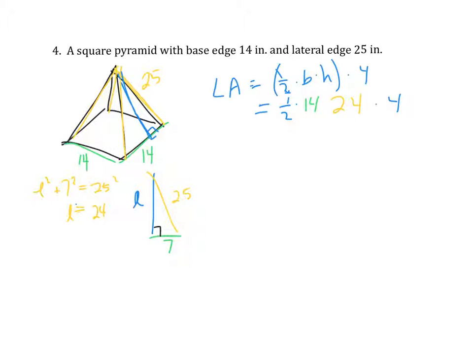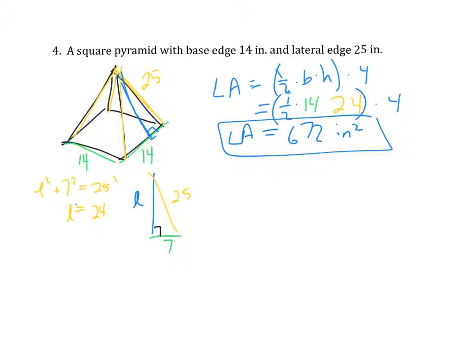Let's put that in. And that gives me 7 times 24 times 4. Final answer, 672 square inches for the lateral area of my pyramid.